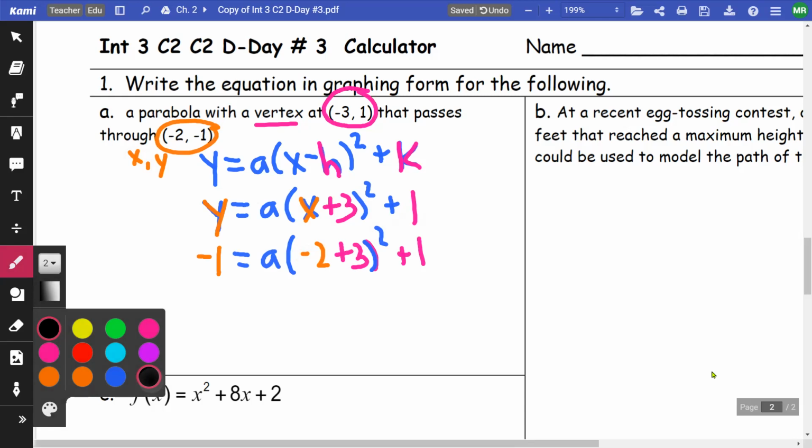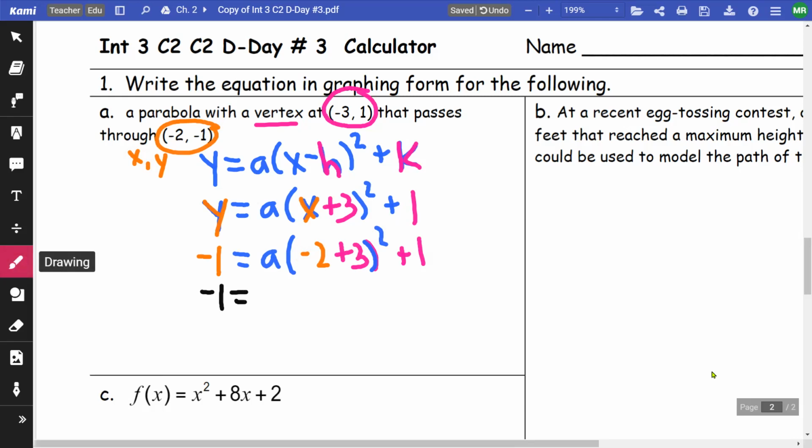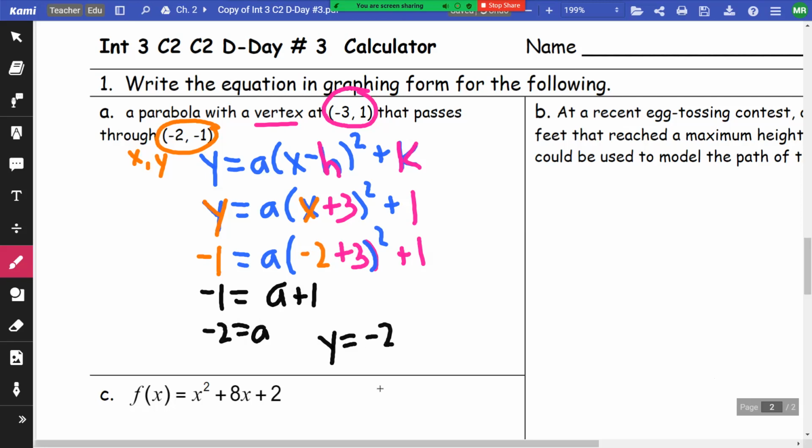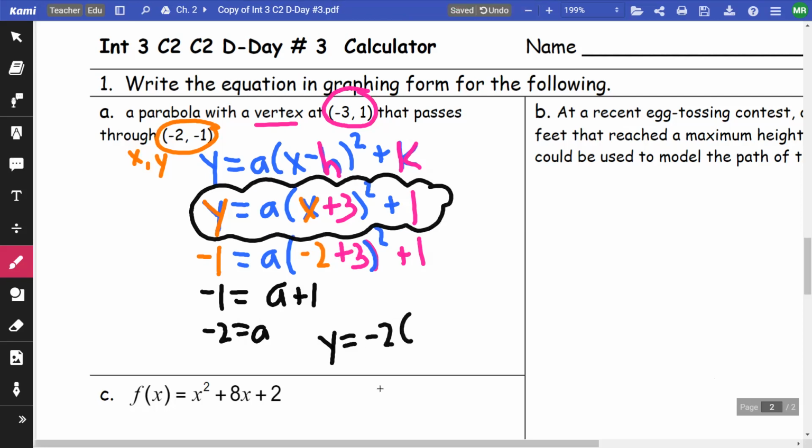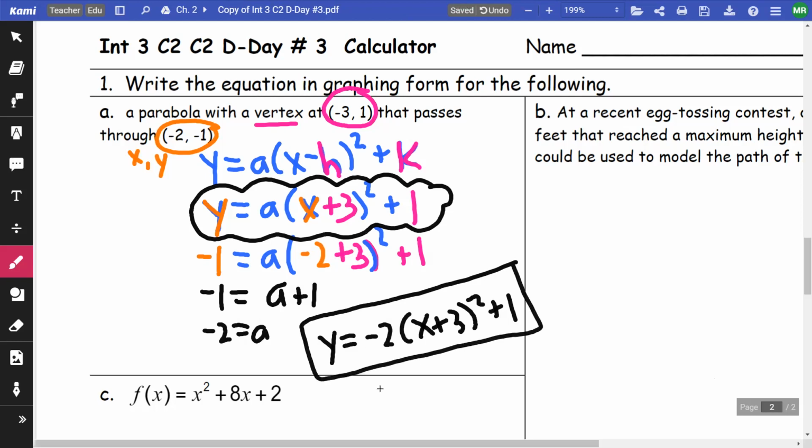Okay, so it's going to be negative 1 is equal to, and in my parentheses, I have negative 2 plus 3, which is a 1. And 1 squared is 1, times a is a, plus 1. I'm going to subtract 1 from both sides, and I get negative 2 is equal to a. So my equation, y is equal to negative 2 times a quantity, x plus 3 squared plus 2. That is your equation.